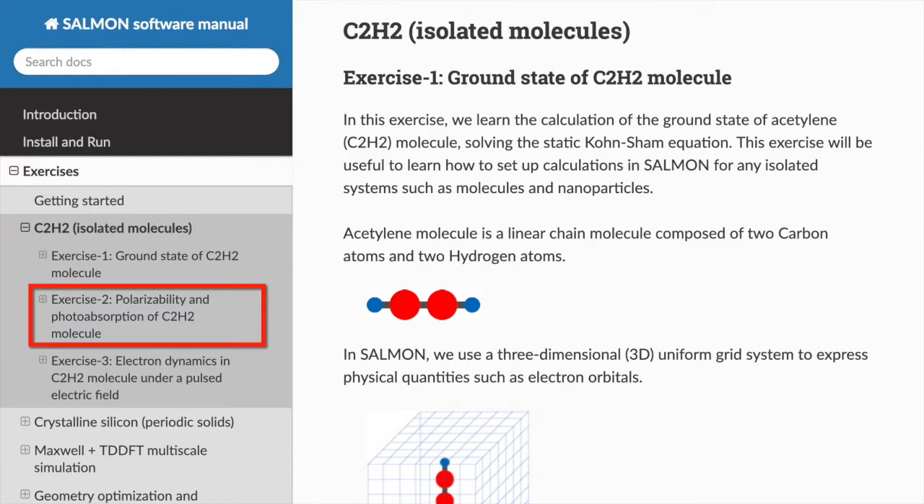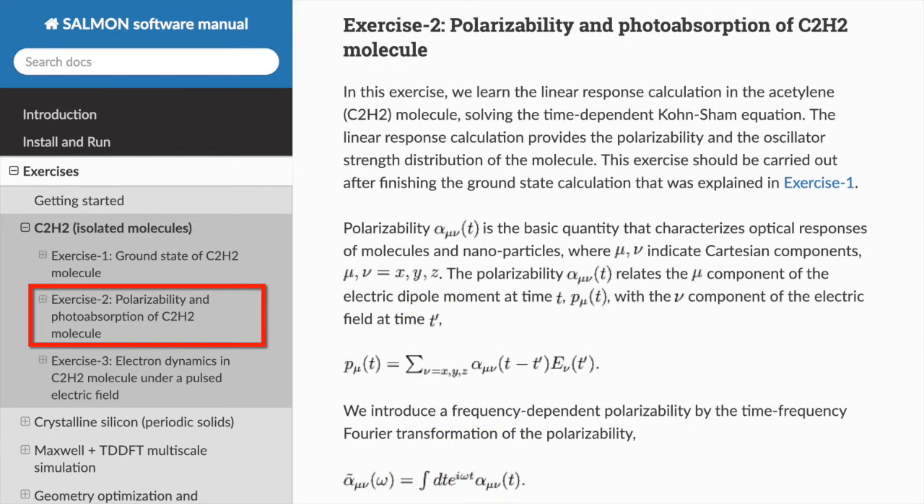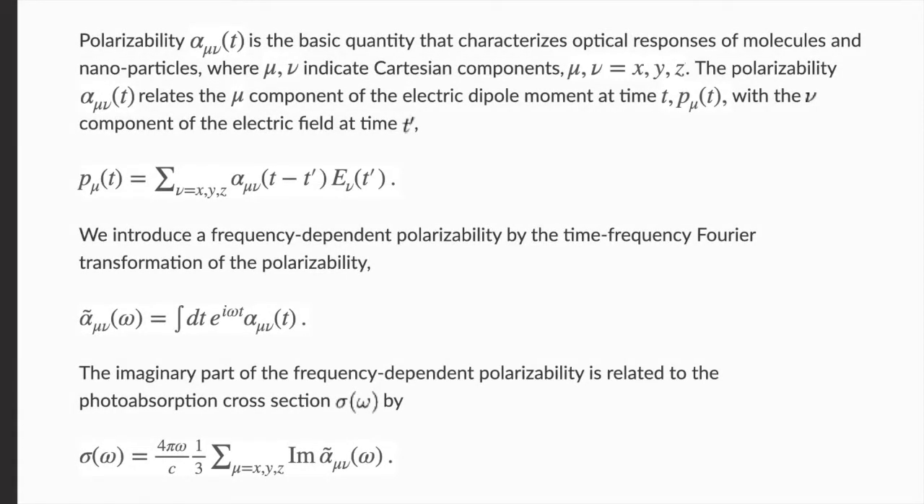Here we perform the calculation for Exercise 2 Polarizability and photoabsorption of C2H2 molecule. First, I will briefly explain polarizability, which characterizes the linear optical response of a molecule to weak light, and its method of calculation.